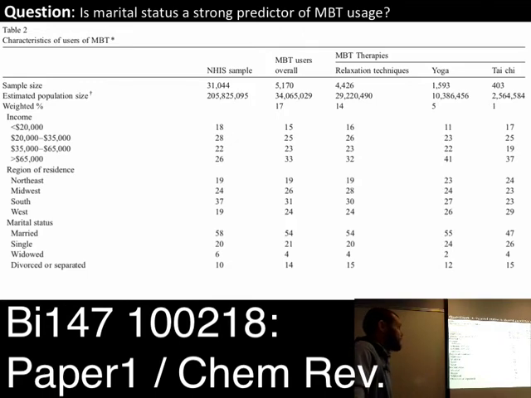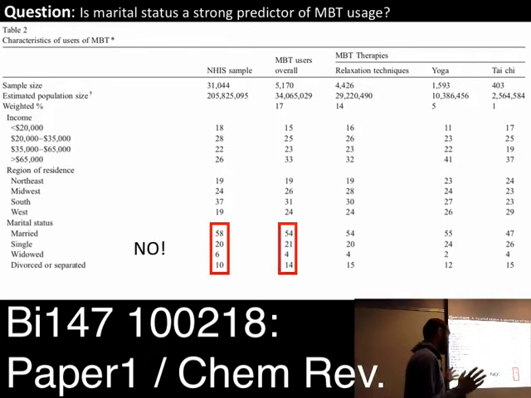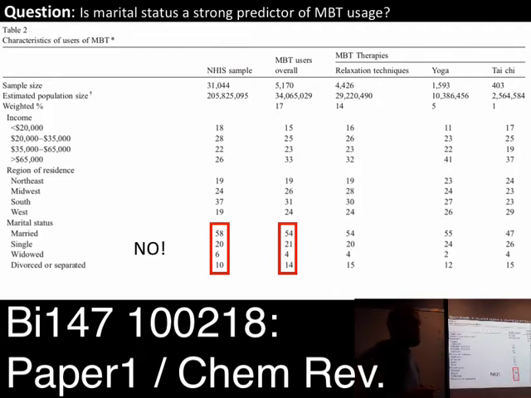Maybe is marital status a strong predictor of mind-body therapy? What do you guys think? Marital status down here and mind-body therapy. Marital status. Yeah. Okay, good. No, we don't. It's actually not a very good predictor because these numbers are close to it. You guys following me? All right.